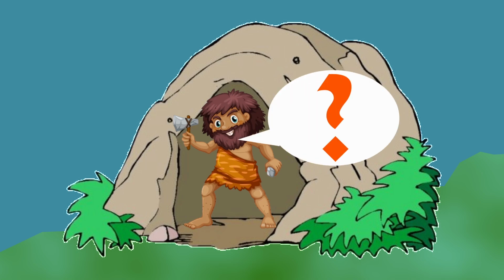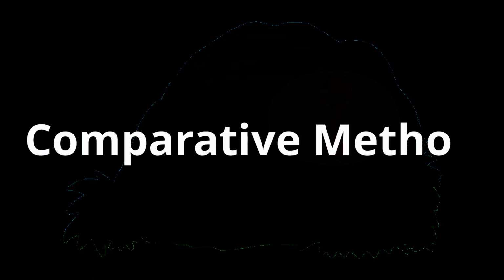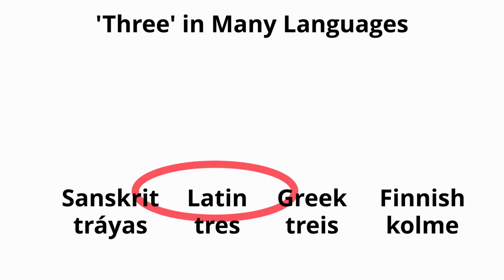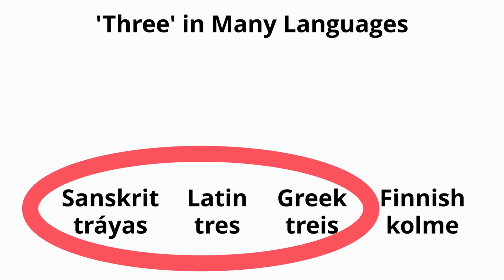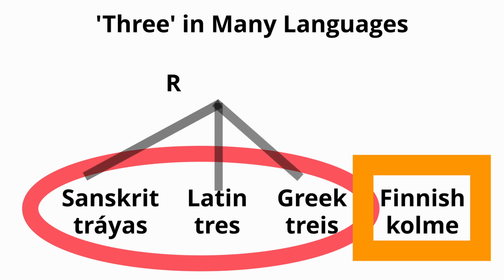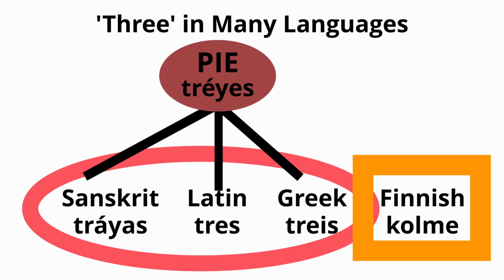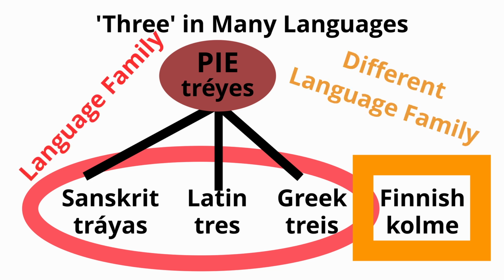However, we can still know what cavemen spoke from the comparative method. For example, let's look at the word 3 in many languages. There's Sanskrit trayas, Latin tres, Greek treis, and Finnish kolme. Sorry for bad pronunciation. Now, notice how these 3 have similar words, but this one sticks out. These 3 might be related, and they might even have an ancestor with its own word for 3. This group is a language family, and Finnish might just be in a different language family.